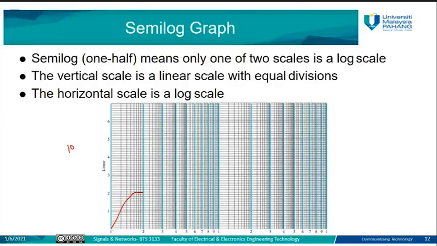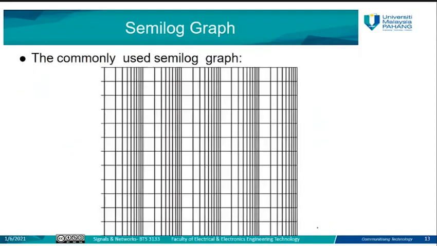As you can see here, the horizontal scale is a log scale. When we say log scale, that means we have a wide range of values here. We will see later on why we need to use this type of paper. As you can see, this is more clear, I mean, a zoom of this representation.